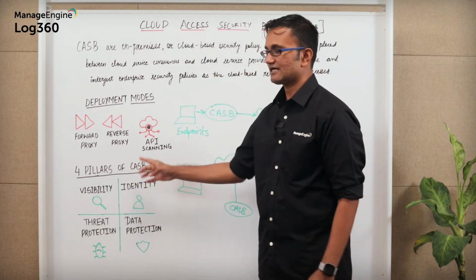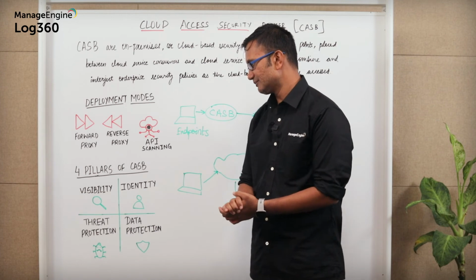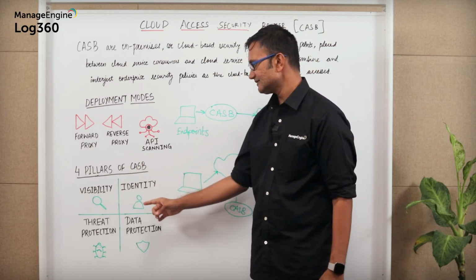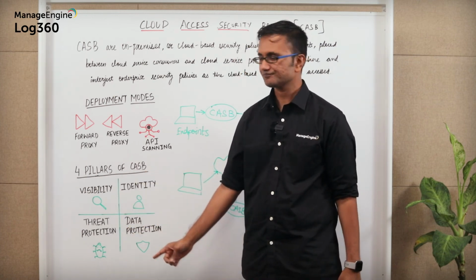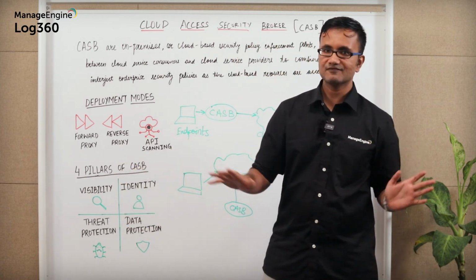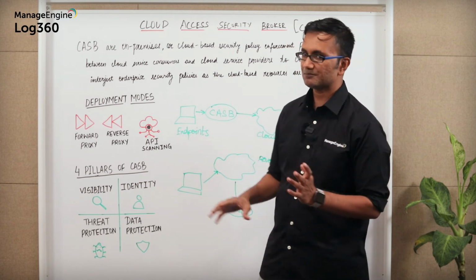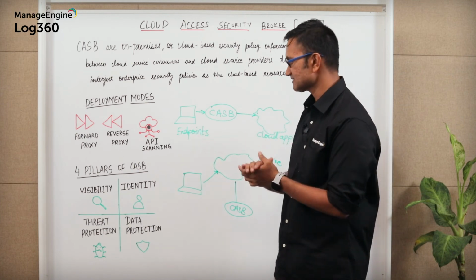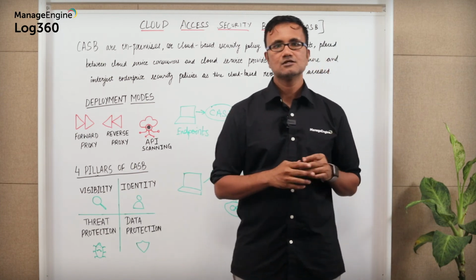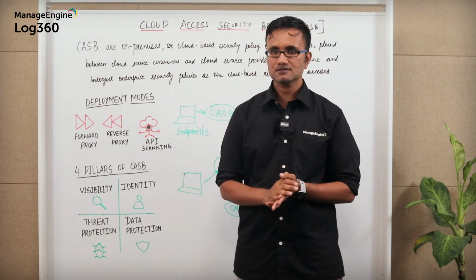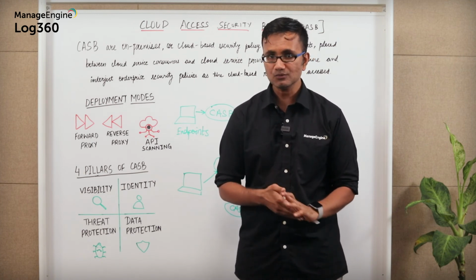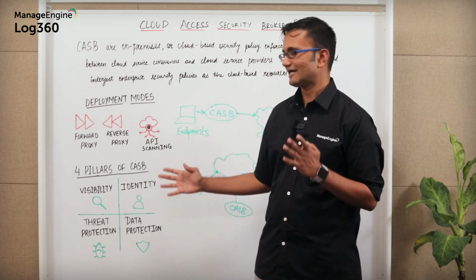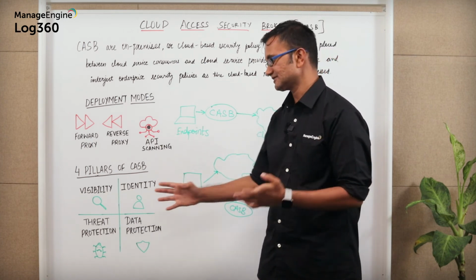Now, take a look at this. There are 4 pillars of a cloud access security broker, and some of this we already touched upon. You have visibility, identity, threat protection, and data protection. So with visibility, you basically get visibility into everything, right? It sits at the midpoint, and it helps you get the visibility into what is happening as far as traffic is concerned. With identity, you get to see who the user is, at what time they have done a particular action, what action it is that they have done. So all of that is visible for you. So that is the identity, especially with the user identity.